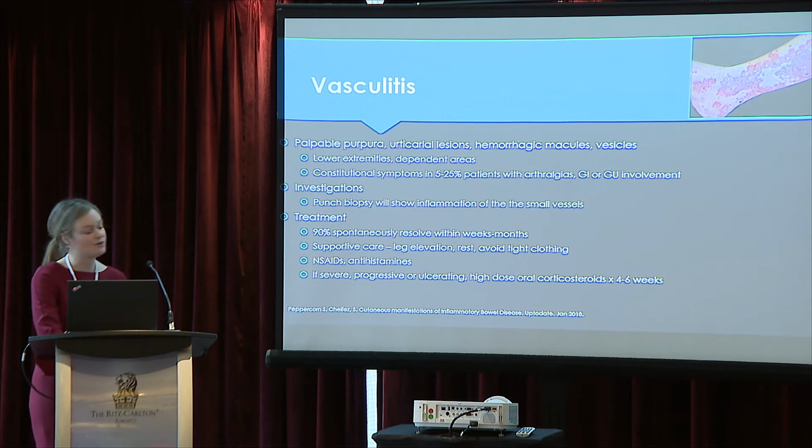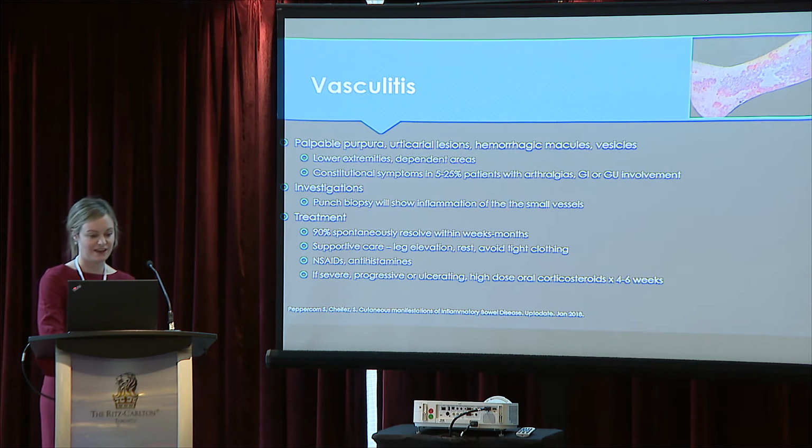This is a photo of vasculitis, or the full name is leukocytoclastic vasculitis. These patients have palpable purpura, some hive-like lesions, hemorrhagic macules, and blisters, usually on the lower extremities and dependent areas. And some patients do have some systemic symptoms, so joint pain, GI or GU involvement. A biopsy of this condition would show inflammation of the small vessels of the skin.